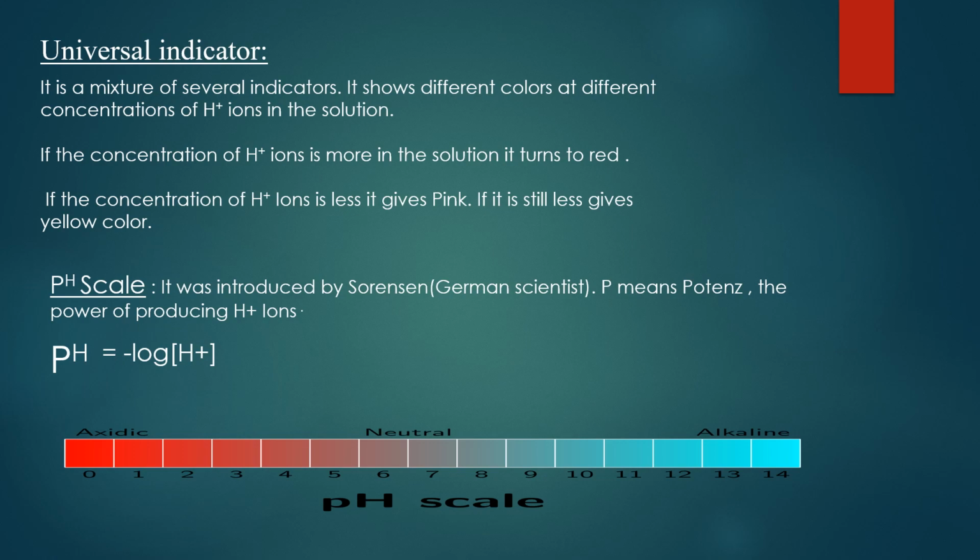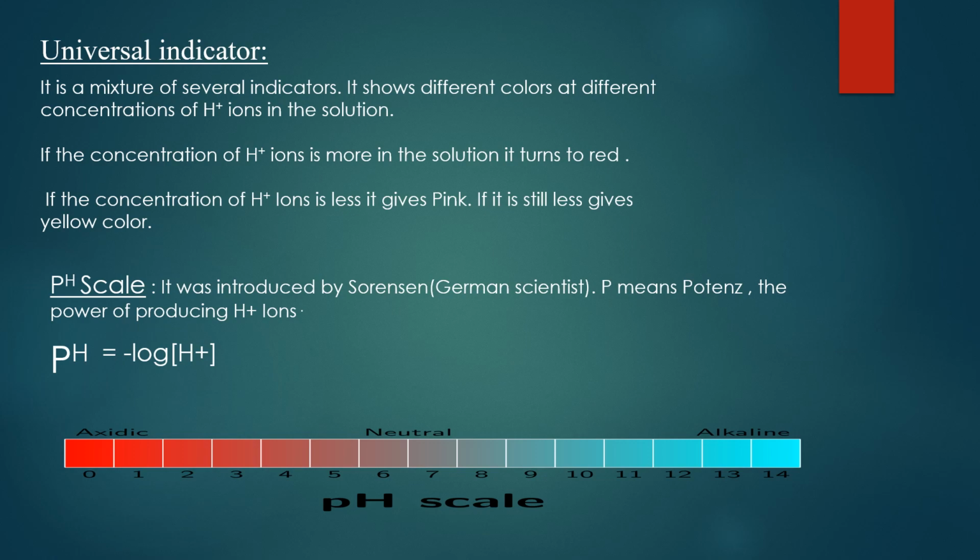In pH, P means potenz, the power of producing H plus ions. So pH is defined as the negative logarithm of H plus ion concentration. See this one, the pH scale. Here I have given the pH scale. It varies from 0 to 14.